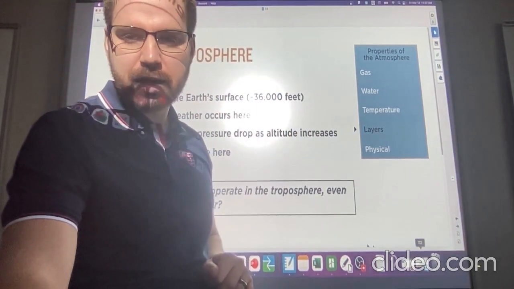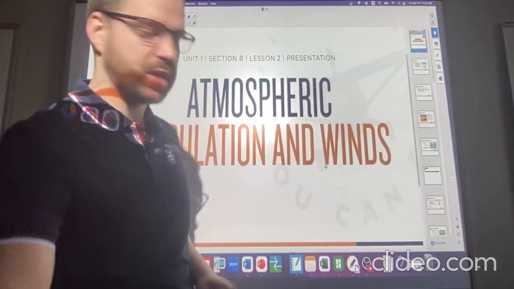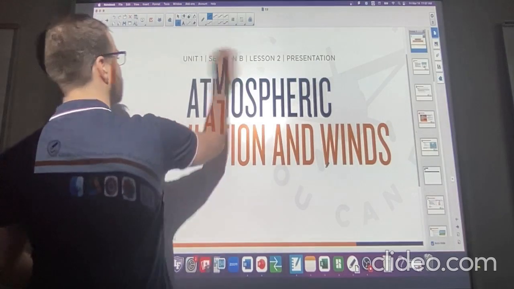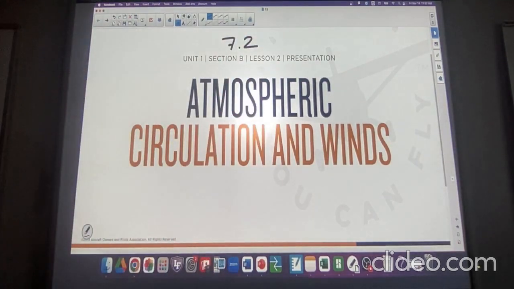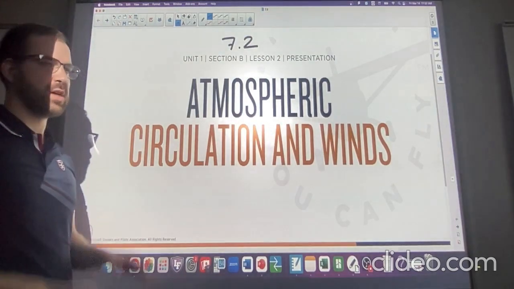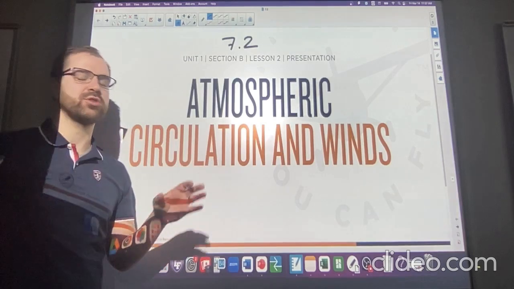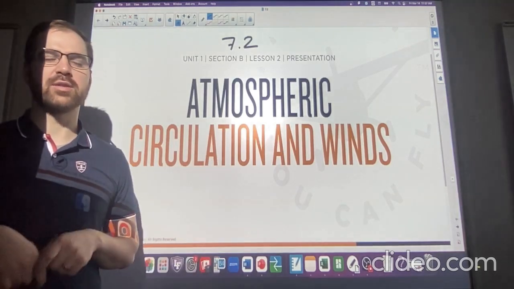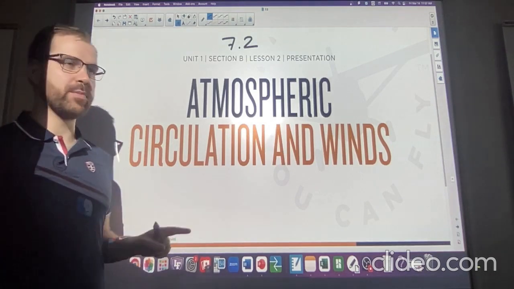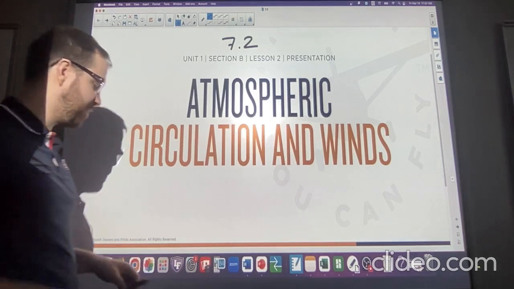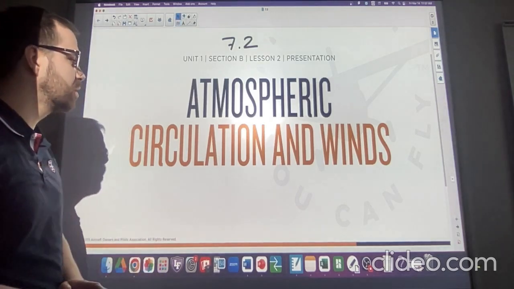Let's look at 7.2. All right, so you can ignore this. This is 7.2, and it's atmospheric circulation and winds. So now we've got the uneven heating, we've got high and low pressures. How are things moving? There's actually a lot of things that make it not as simple as from point A to point B. A lot of curvy paths because of several things.